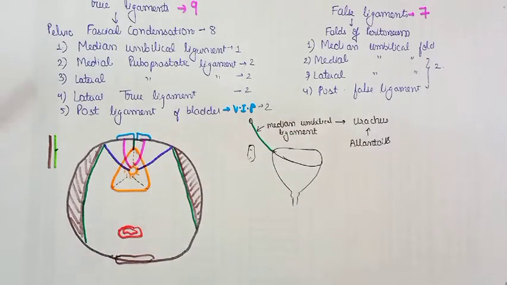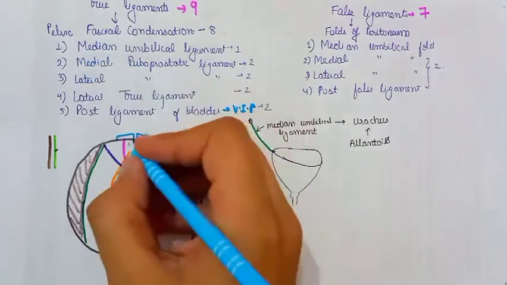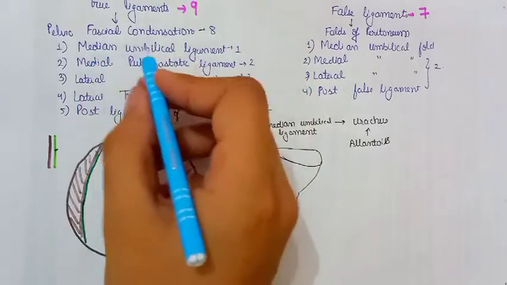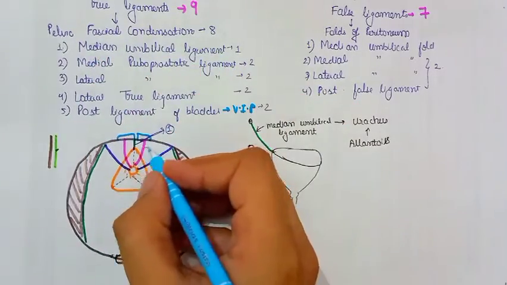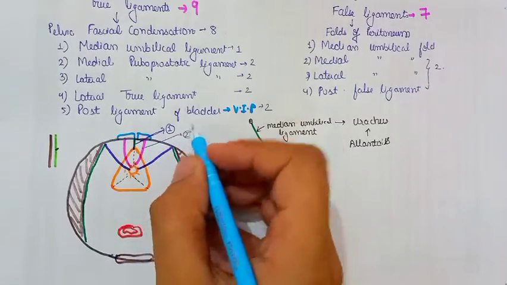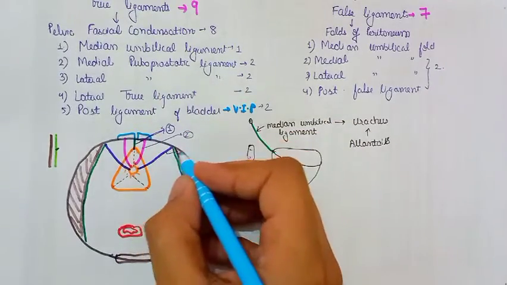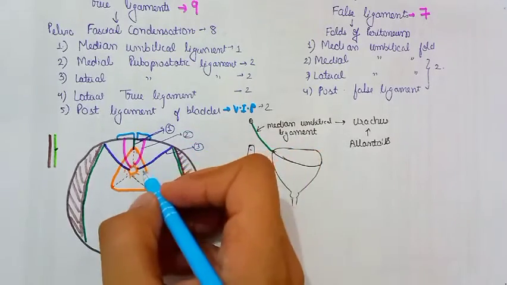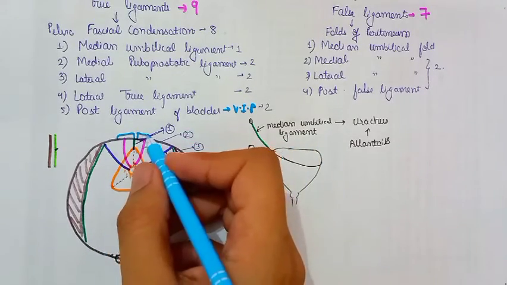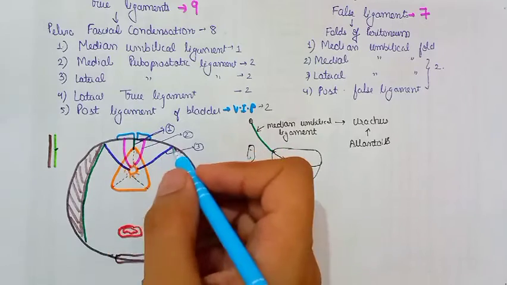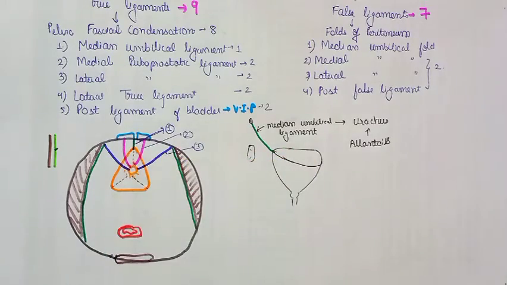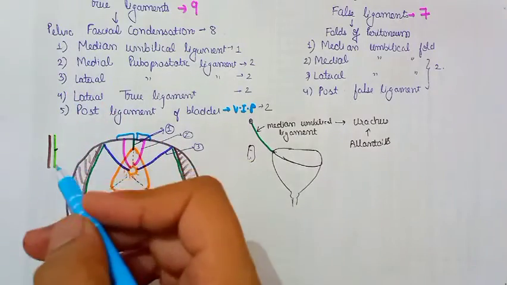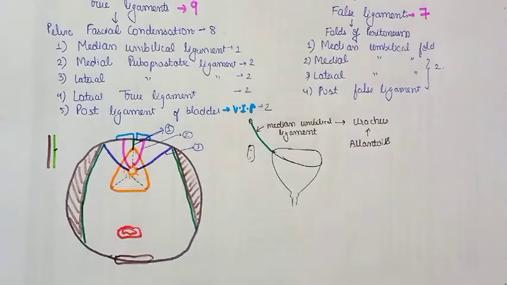I hope all these are clear. See, we are giving numbers. This is number 1, that is the median umbilical ligament. This is number 2, that is the medial pubovesical ligament, and this is number 3. Number 2 originates from the neck, number 3 originates from the neck. Number 2 is inserted in the pubic symphysis, the third one is inserted in the anterior end of the tendinous arch, and I explained to you how this tendinous arch is formed.